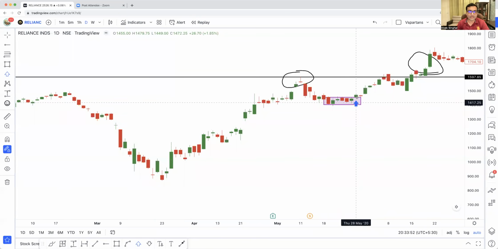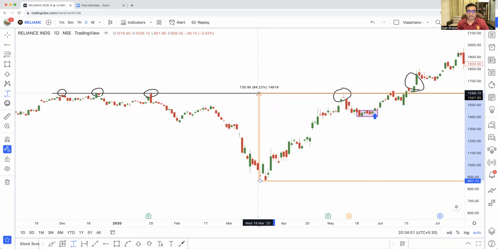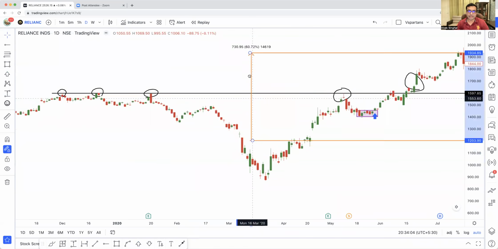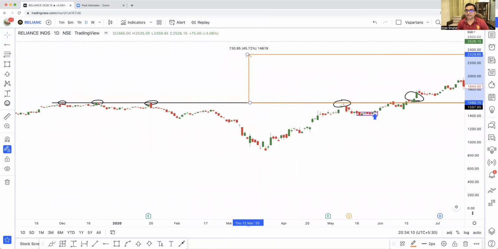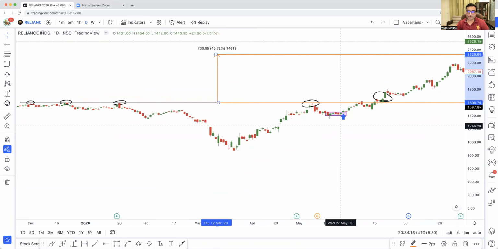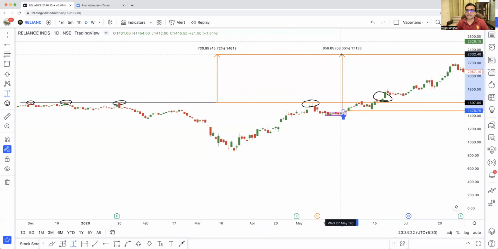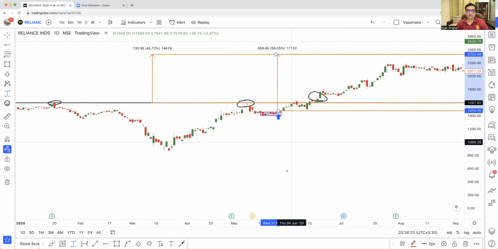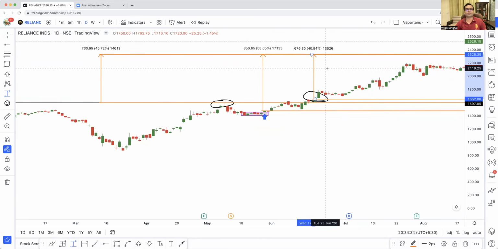So for example, if we had bought it here, then for the technical target, let's measure it once again from the bottom of the head till the neckline. And we are plotting it above the neckline. Right? Our technical target is 23.29. So from this buying point, if we are buying just after the first right shoulder, our potential gain is 58%. However, if we are buying it above the neckline, our potential gain is 40%. So there is a big difference between 58% and 40%.